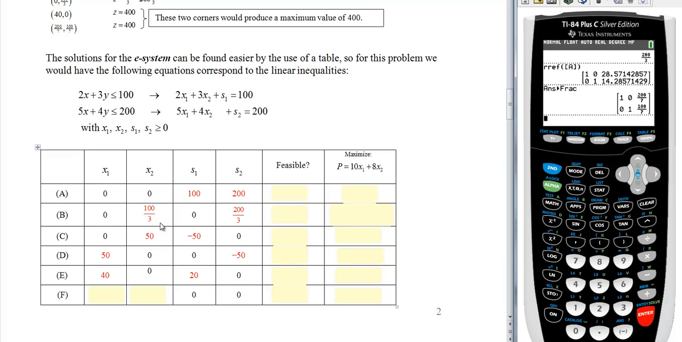Okay, so x sub 1 is 200 over 7. And x sub 2 is 100 over 7. Okay. Now, feasible, guys, feasible means are the corners attached to the feasible region. For that to happen, all my variables, every single one of these have got to be positive. So the C solution and the D solution are not feasible. The rest of them are.